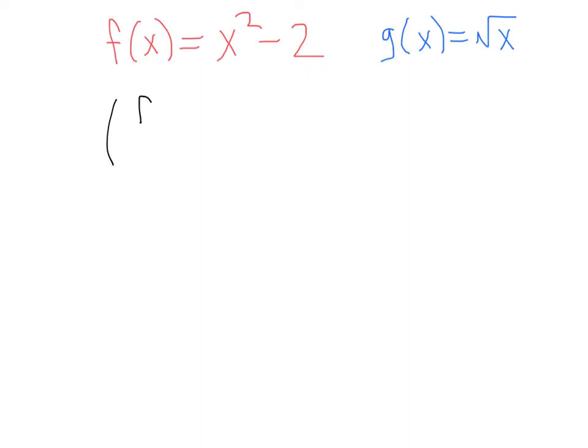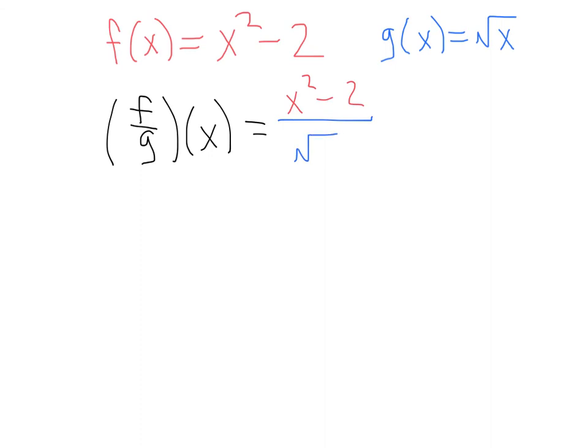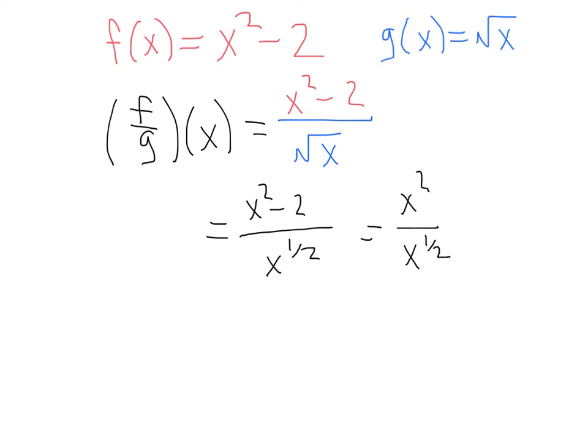Last up, we have f divided by g of x. This is going to equal x squared minus 2 divided by square root of x. Again, this is going to be way easier to simplify if we convert this radical to exponential form. So this is going to turn into x squared minus 2 all over x to the 1/2. Remember, this x to the 1/2 down here is going to apply to both of these, so I'm going to go ahead and split up my fractions. This is going to be x squared over x to the 1/2 minus 2 over x to the 1/2.